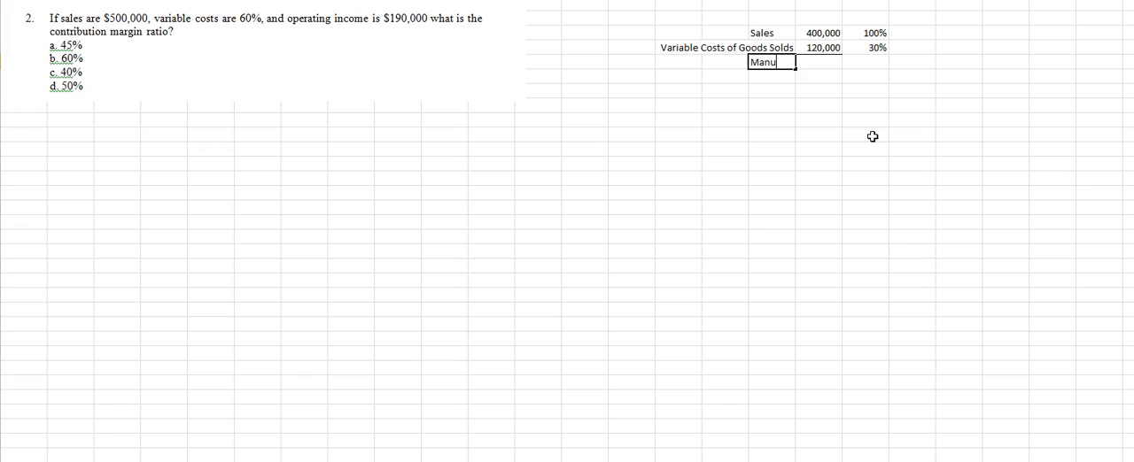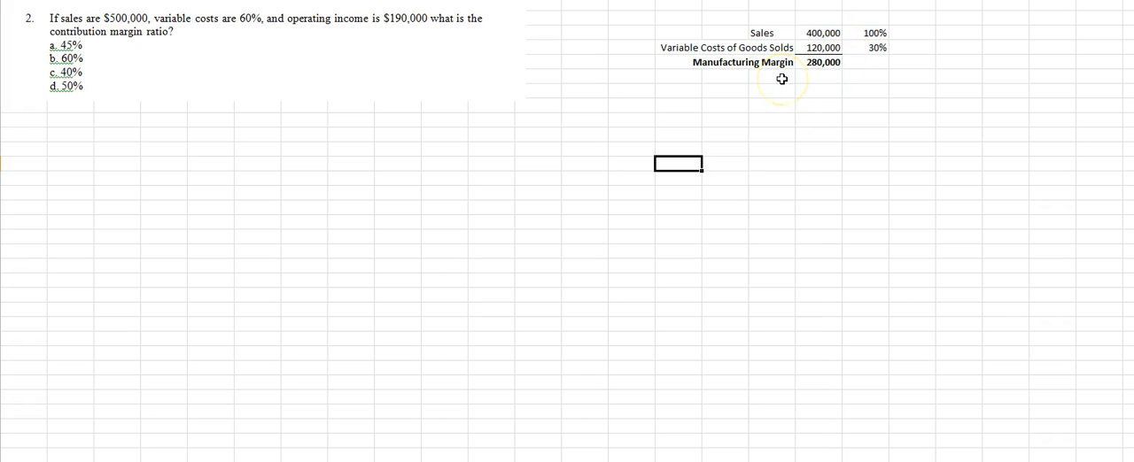So from here, we could get manufacturing margin. Manufacturing margin is nothing more than the 400,000 minus the 120,000. So that's your manufacturing margin. That's just a calculation of sales minus variable cost of goods sold.